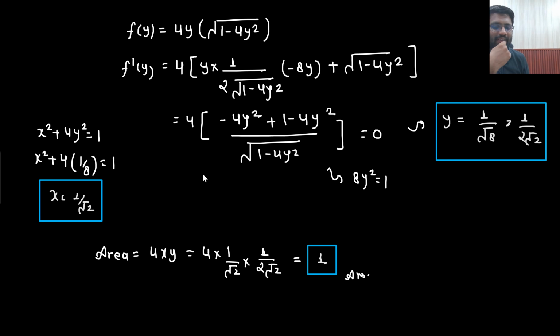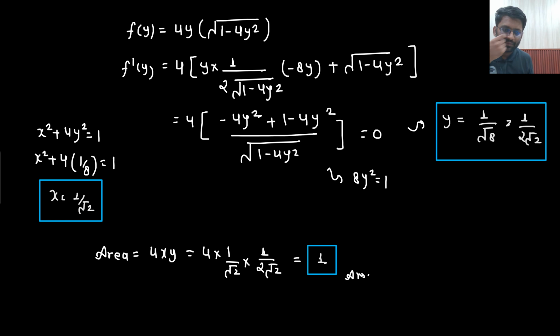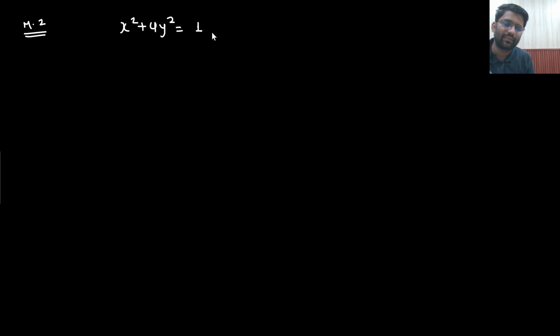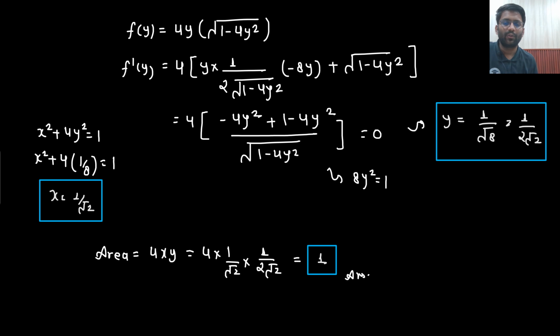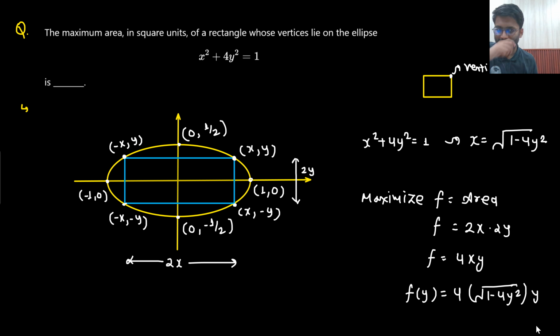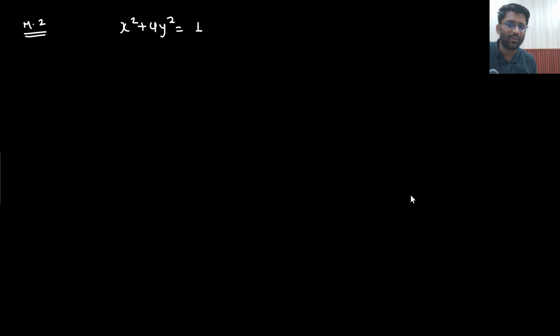But again, very crude method. The value of y came out to be very difficult. So what I could have done here is method 2. The equation was given as x square plus 4y square equals to 1. Right, this was given. And what do we need to maximize? We need to maximize f equals to 4xy. This is what we need to maximize.